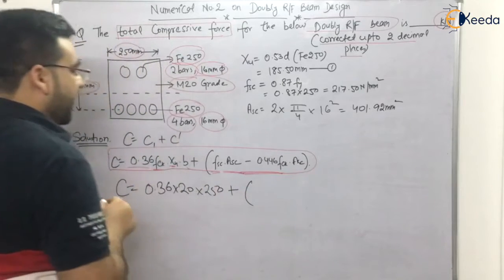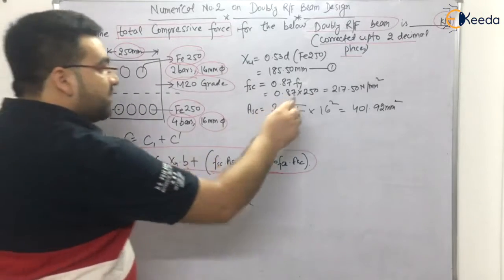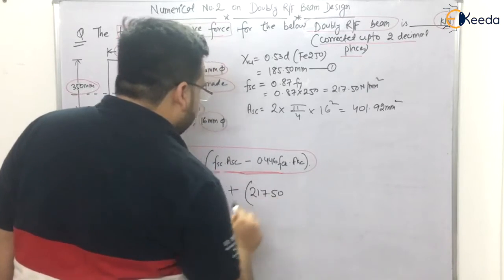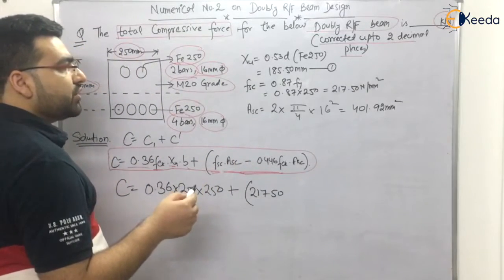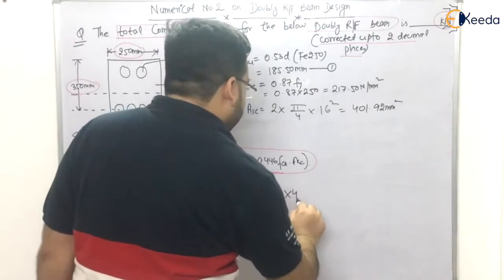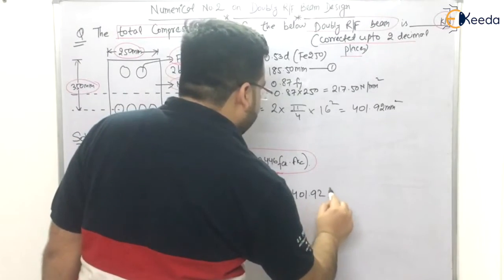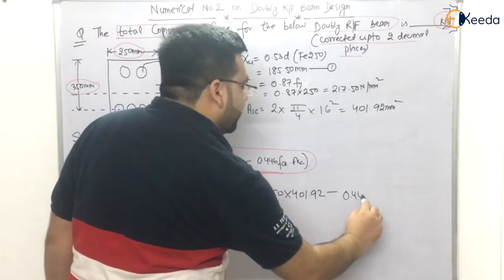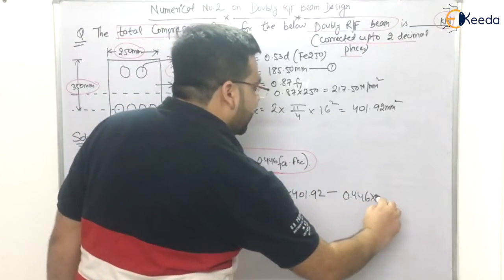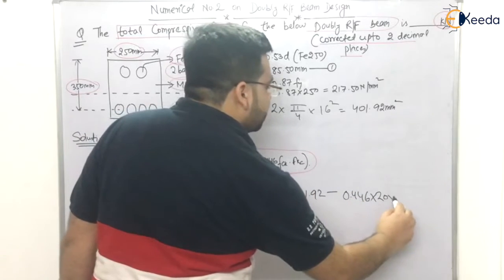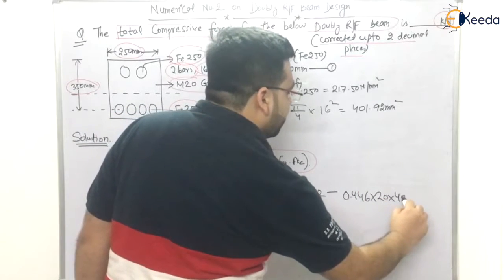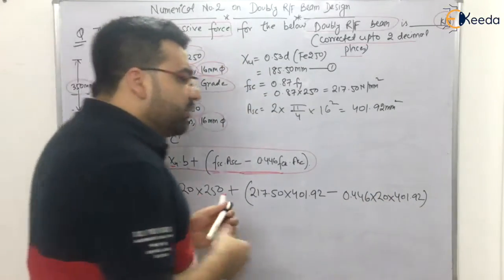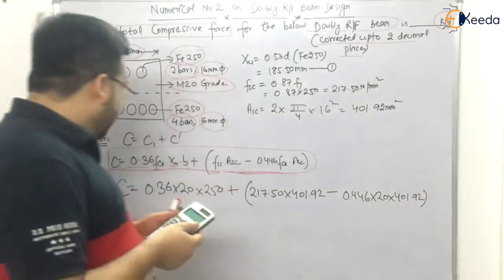plus bracket we have FSC, which is equal to 217.50 into area of steel in compression 401.92, into 401.92 minus 0.446 FCK, FCK is 20, and area of steel the same 401.92. Now it is just mathematics. Let me calculate it also, how much it is coming, right?